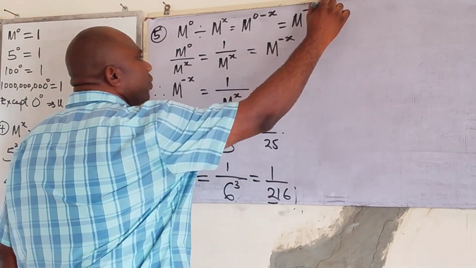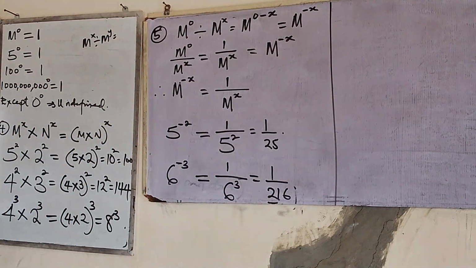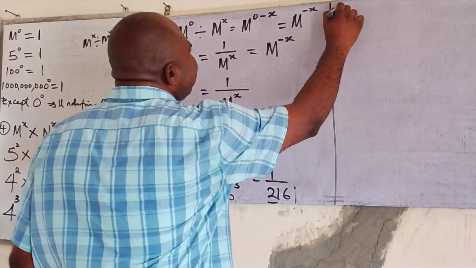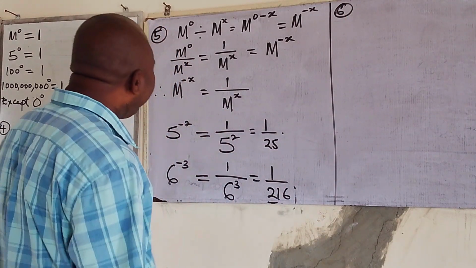So this is the fifth law. Yes, this is the fifth law. Now let's look at law number 6. That's the sixth law. Yes, the sixth law of indices.